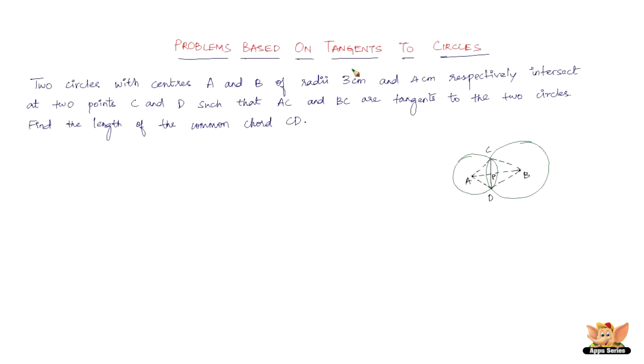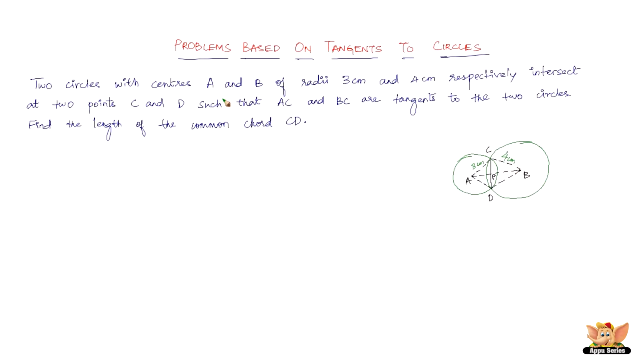In this video, let us solve problems based on tangents to circles. So we've got a problem here which reads like this. Two circles with centers A and B of radii 3 centimeters and 4 centimeters respectively intersect at 2 points C and D such that AC and BC are tangents to the two circles. Find the length of the common chord CD.